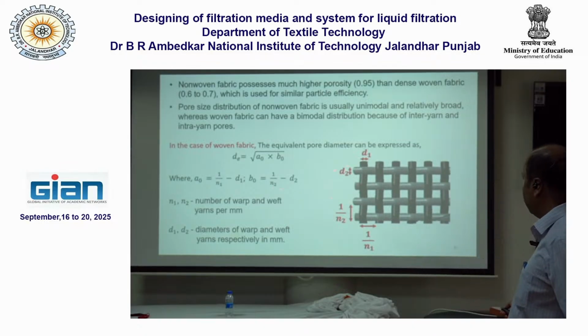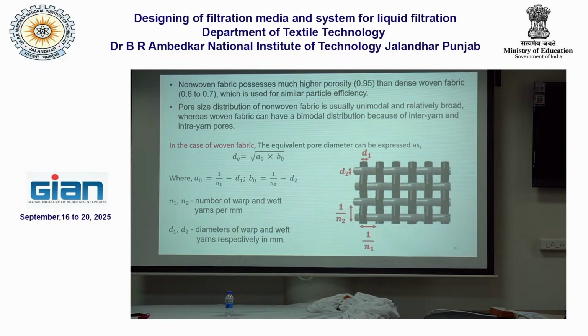Now you can see this is a woven structure, and if you see the dimension of this square, if this is the diameter, 1 by N1 will be the distance between one thread to another thread. What is N1? Because textile persons are more acquainted with this: the number of warp and weft yarns per millimeter. Basically, you are getting this size.